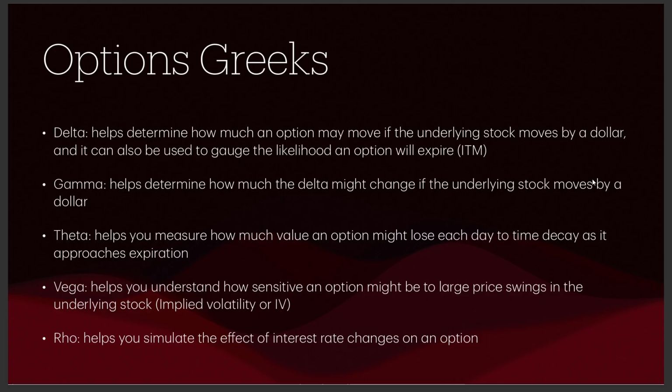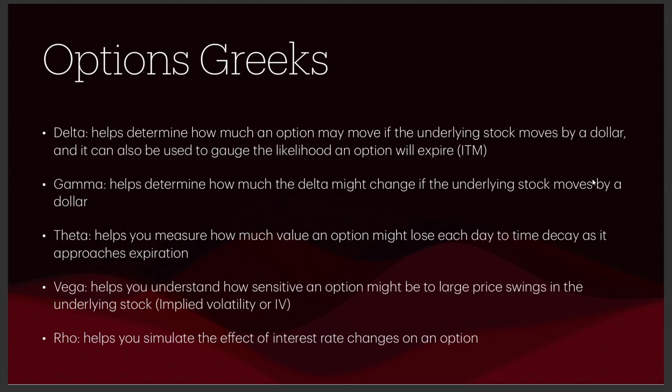We have delta, which helps determine how much an option may move if the underlying stock moves by $1. It can also be used as a gauge to see how likely your option will remain in the money at expiration, but it's not a sure thing. It basically gives you an upfront gauge of where you think your option can go.